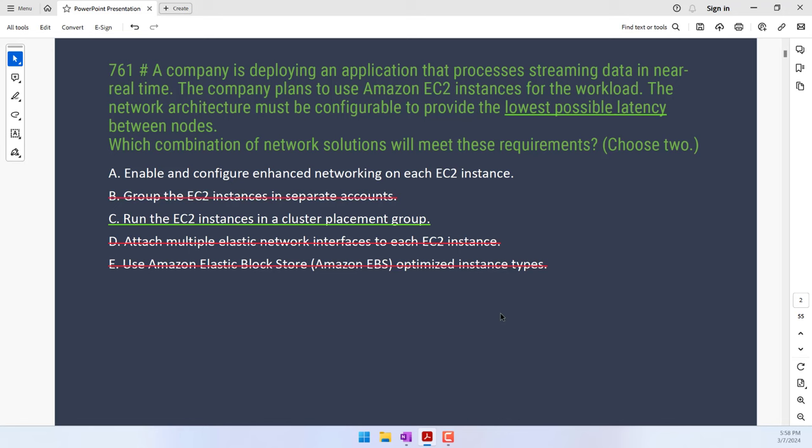So whenever you see something like static IP addresses, only one thing should come to your mind. What is that? Global Accelerator, because that provides you static IP addresses. Just remember that one thing, which will solve a lot of issues for you.